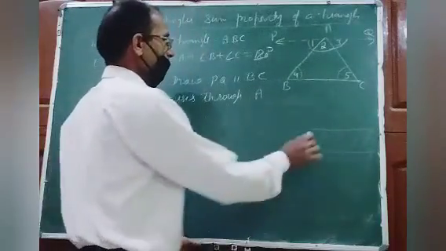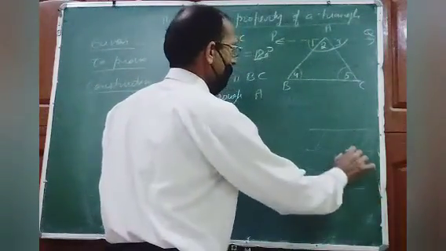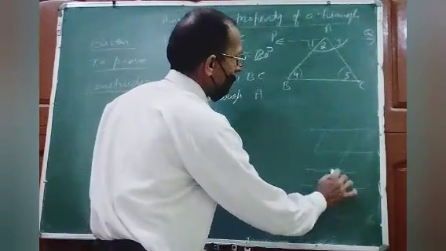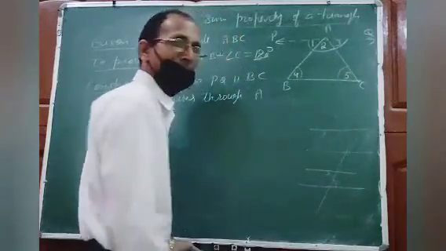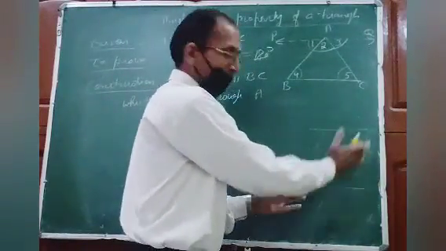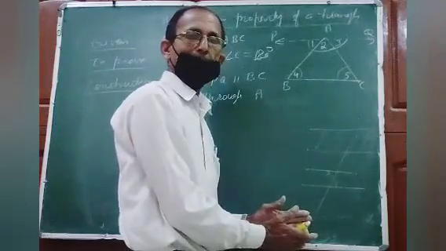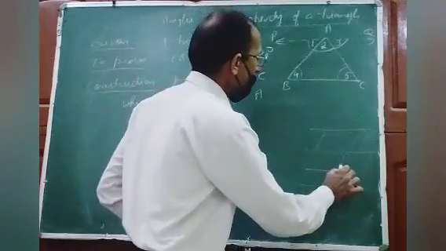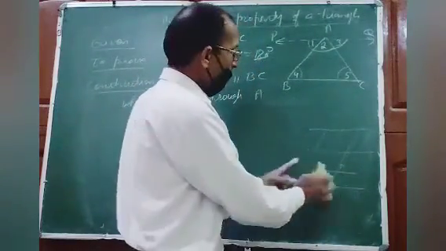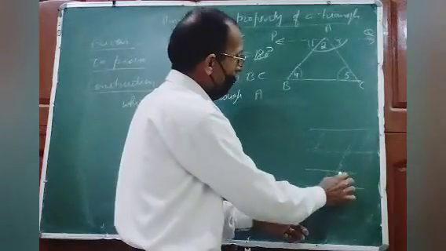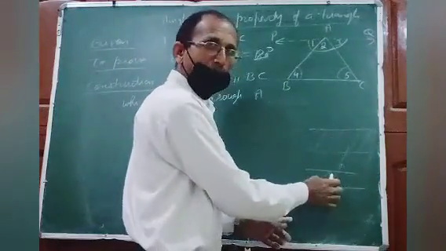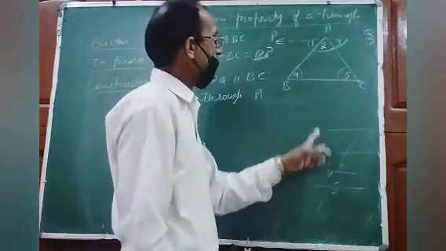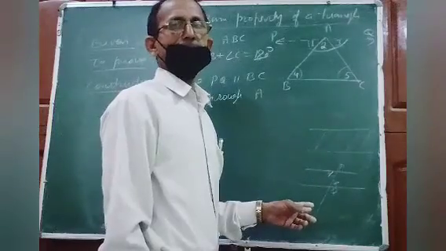Now, other things also, I hope in class 6 you have done. If two parallel lines are intersected by a transversal line, then alternate interior angles will be equal. These are two parallel lines. This is the transversal. A transversal line means a line which intersects at more than 1 point. So one point is P, other point is Q. So this angle will be equal to this one. These are called alternate interior angles.